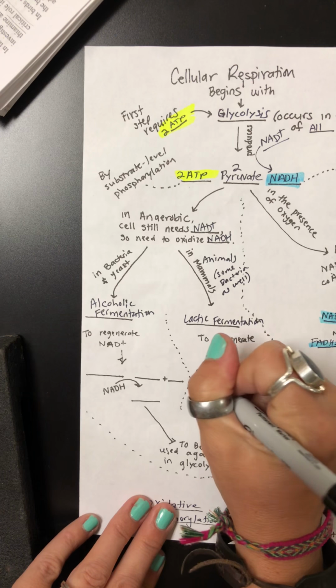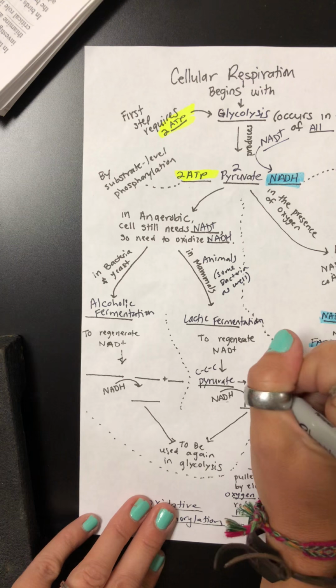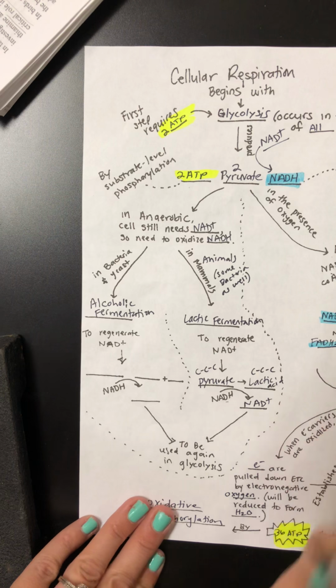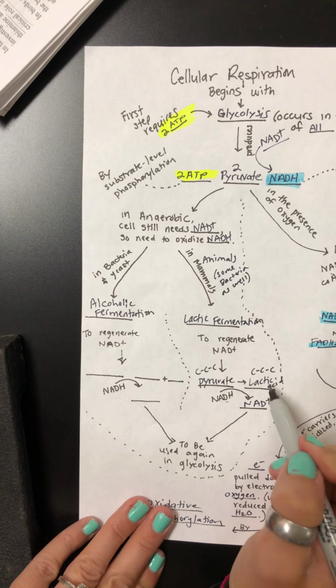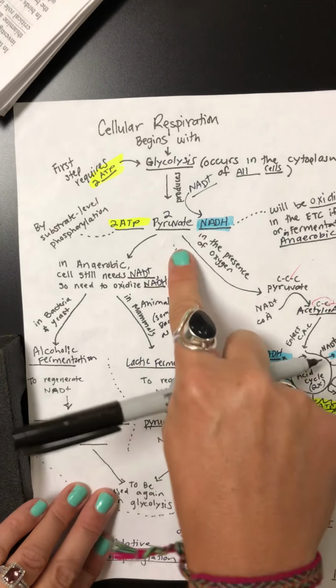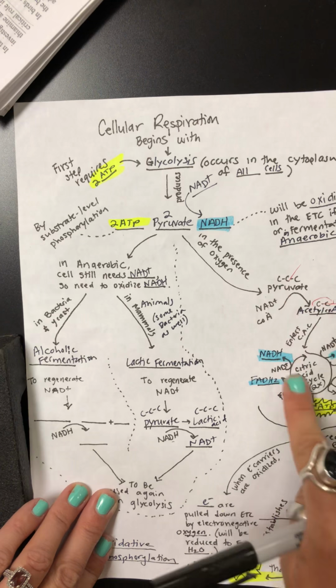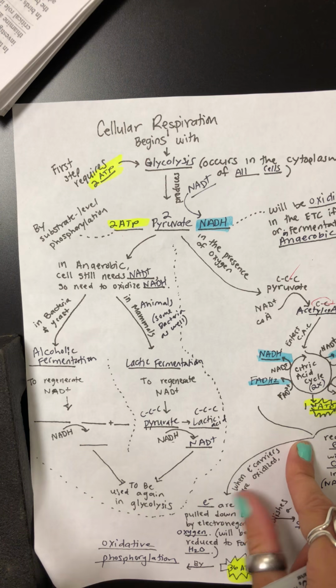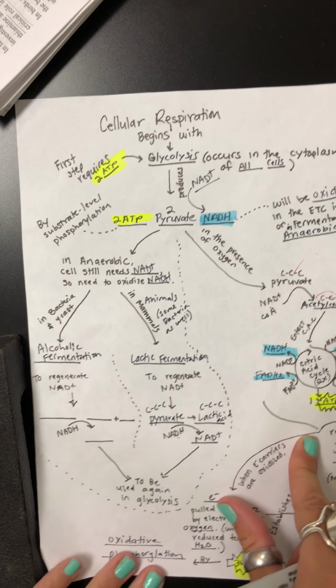Now, if you remember, pyruvate had 3 carbons. Well, lactic acid still has 3 carbons. So the cool thing is this lactic acid will eventually make its way to your liver, and your liver will turn it back into pyruvate. So when oxygen is available, it can hop right on into the oxidation of pyruvate, the Krebs cycle, and get all that potential energy from breaking down its bonds.